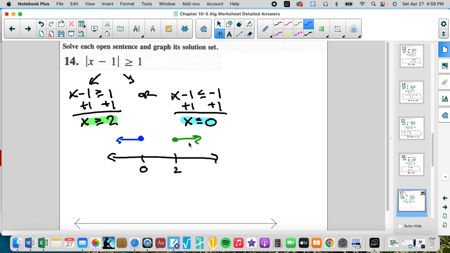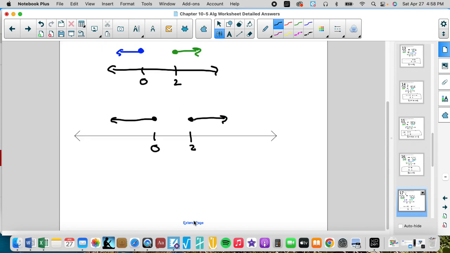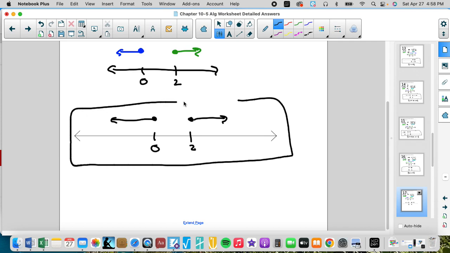It's an or, so the wings are okay. We don't mind wings when it's an or. And it'll be closed circles, closed circles. That is my graph of my solutions. We get X is less than or equal to 0, or X is greater than or equal to 2.